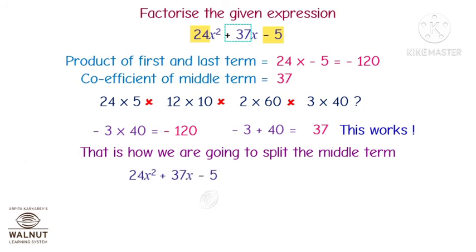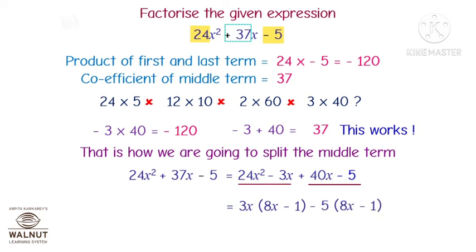Therefore, 24x square plus 37x minus 5 is equal to 24x square minus 3x plus 40x minus 5, which is equal to 3x into bracket 8x minus 1 minus 5 into bracket 8x minus 1, which is equal to 8x minus 1 into 3x minus 5. You can check your answer in rough work by actually multiplying the factors and see if you again come to the original expression in the question. Let's take a look at another one.